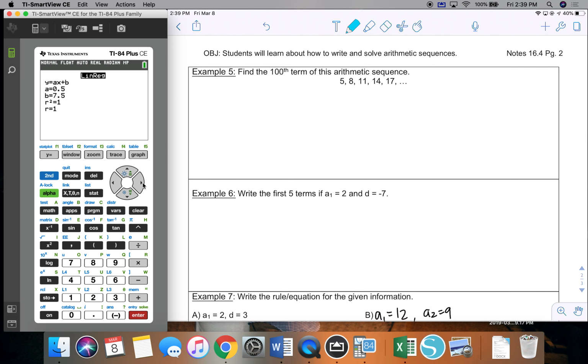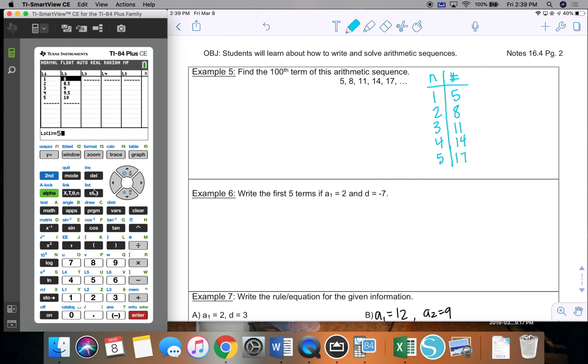Example 5, they've asked me to find the 100th term in this sequence. Well, in order to find the 100th, I need to know the sequence. So my first term is 5, second term is 8, third is 11, fourth is 14, and fifth is 17. So most of these problems can be done using the exact same methods over and over. So I'm going to go StatCalc 4. Oops. And my formula is going to be 3n plus 2.